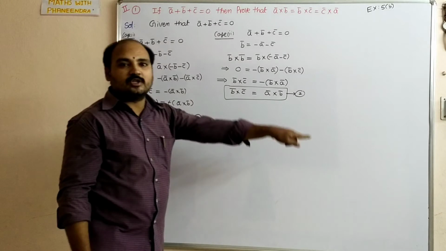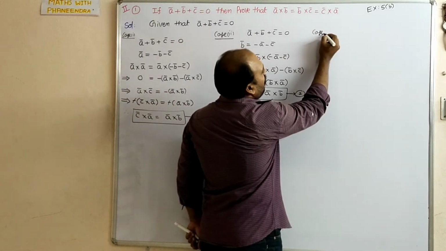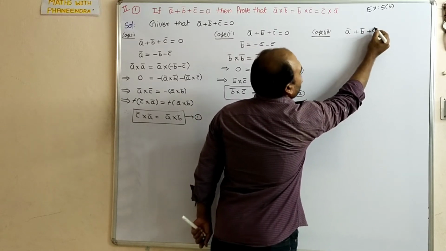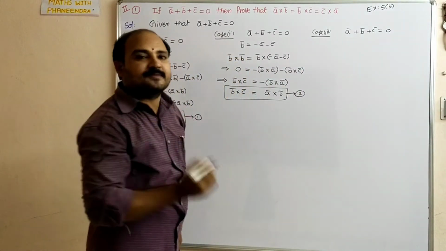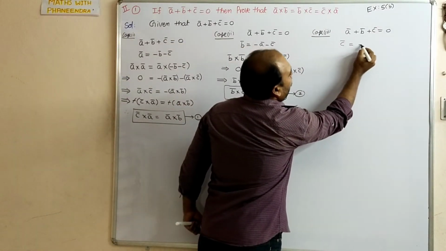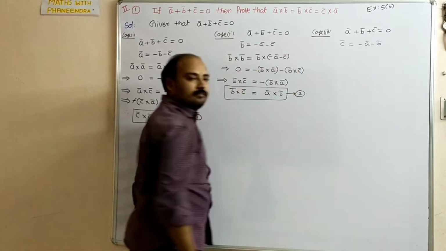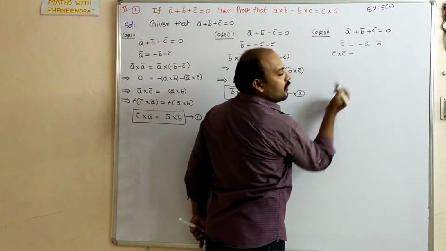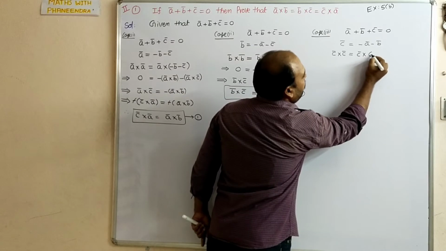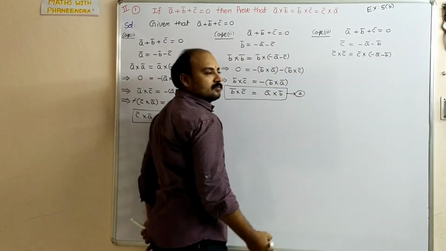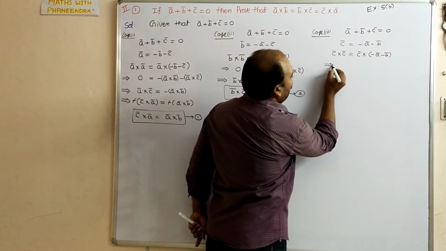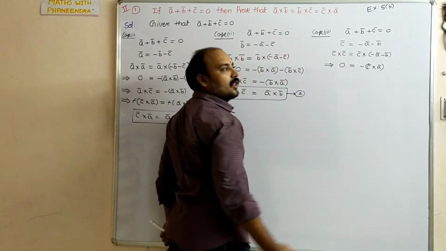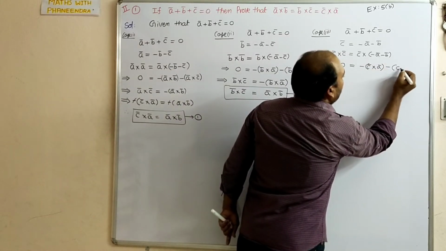Similarly, in the third case, we have to assume that in case 3, a bar plus b bar plus c bar equals 0. Here c bar is the subject. So c bar equals minus a bar minus b bar. Cross multiply on both sides with the c bar vector. So c bar cross c bar equals c bar cross minus a bar minus b bar. The cross product of two identical vectors is equal to 0, which is equal to minus c bar cross a bar minus c bar cross b bar.